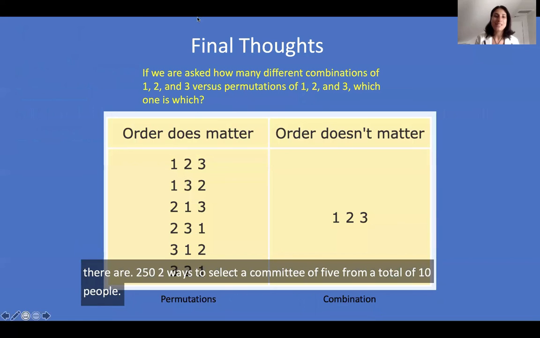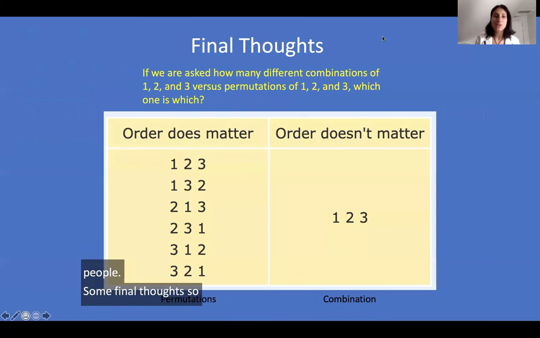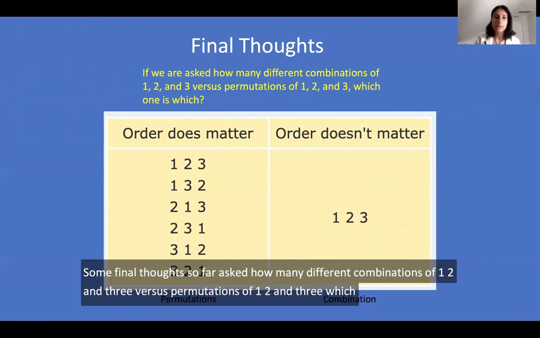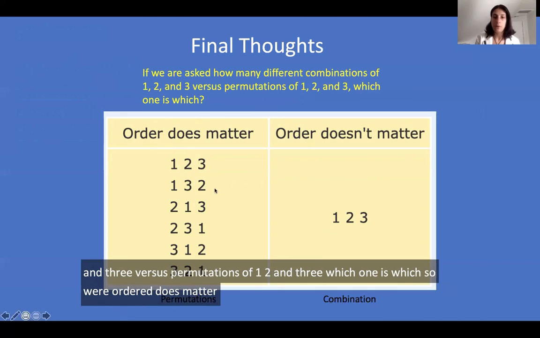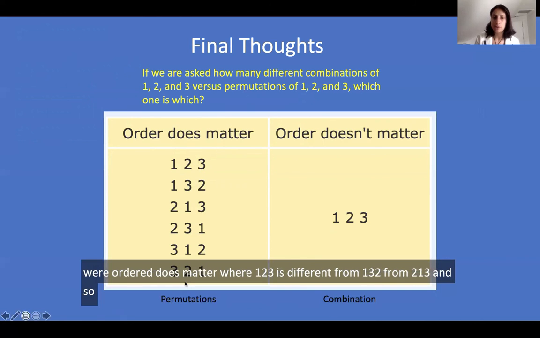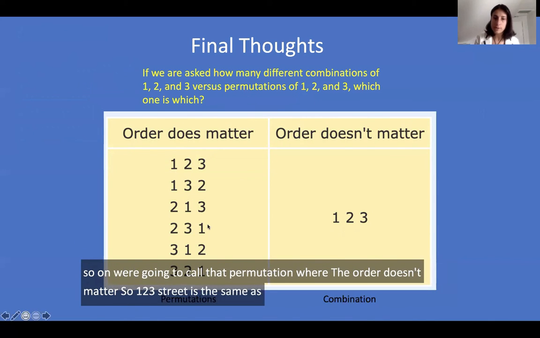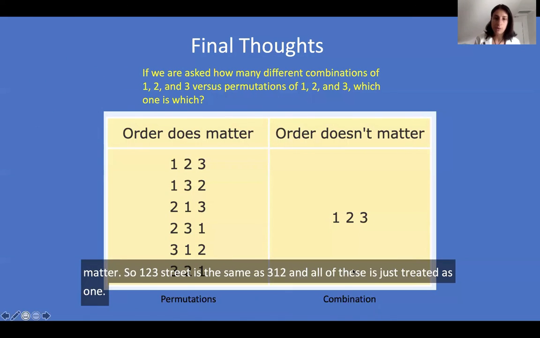Some final thoughts. So if we're asked how many different combinations of 1, 2, and 3 versus permutations of 1, 2, and 3, which one is which? So where order does matter, where 1, 2, 3 is different from 1, 3, 2, from 2, 1, 3, and so on, we're going to call that permutation. Where the order doesn't matter, so 1, 2, 3 is treated as the same as 3, 1, 2, and all of these is just treated as one combination, that's a combination. So order doesn't matter.